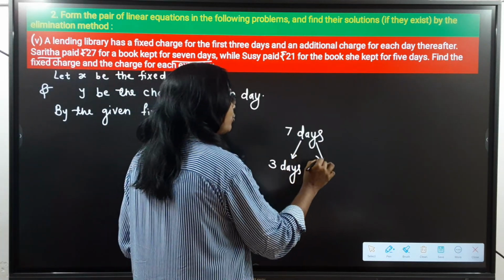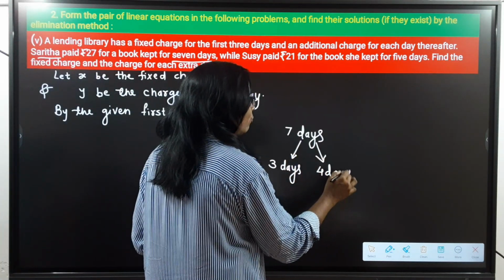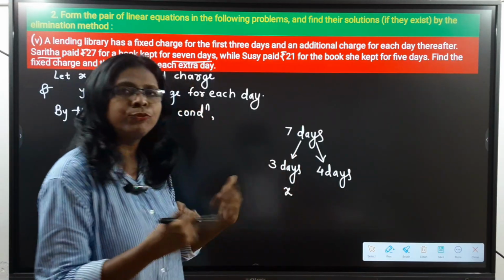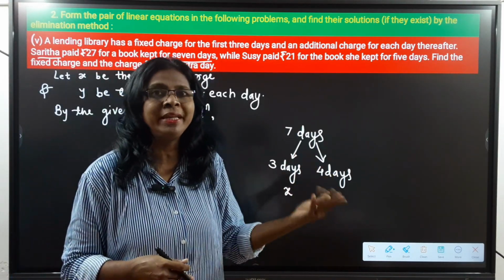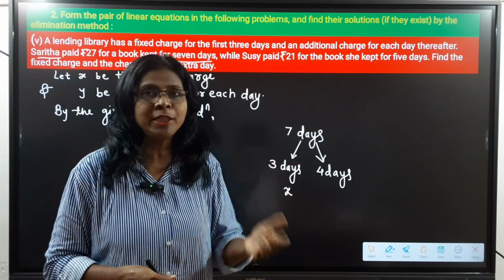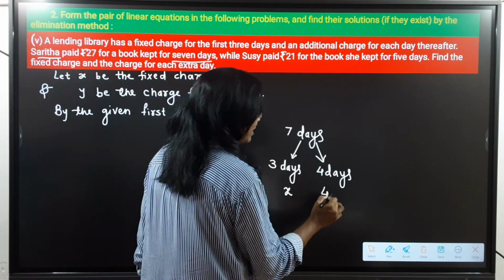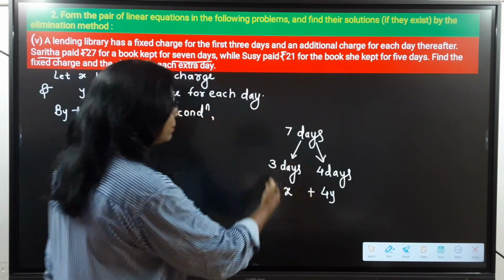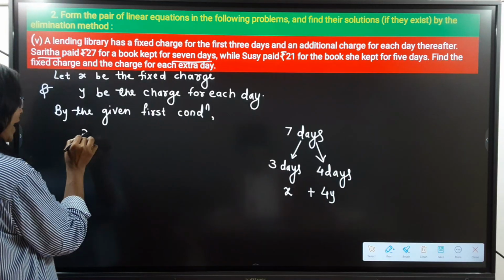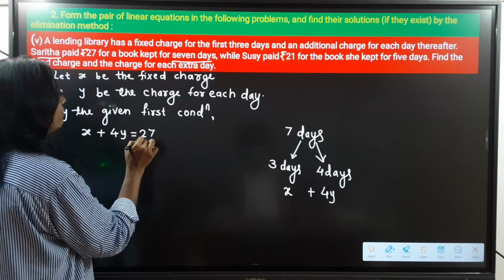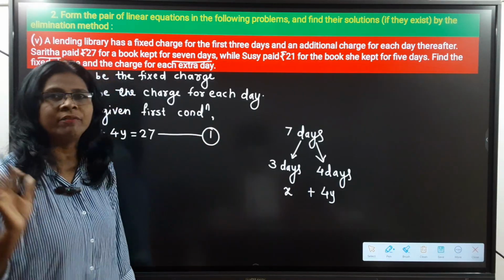Why do we distribute it as 3 days and 4 days? Because for the first 3 days there is a fixed charge, and that fixed charge is x, and for the next 4 remaining days there is an additional charge, and that is y. So that means the amount will be 4y. So the total amount will be 27. As per this condition, we can write the equation as x plus 4y is equal to 27, and call it the first equation.